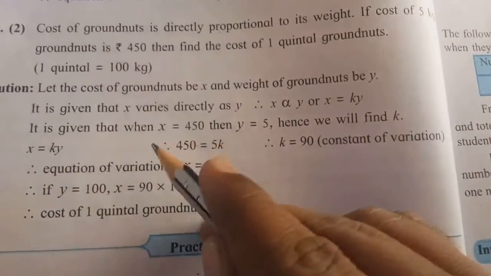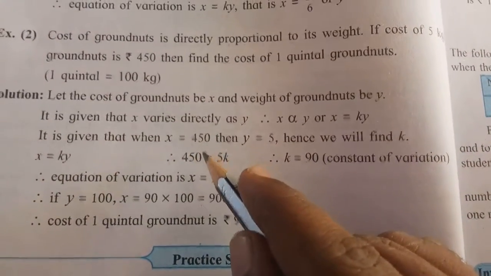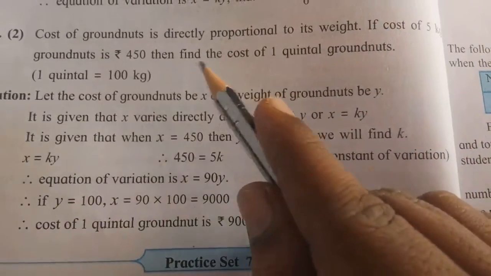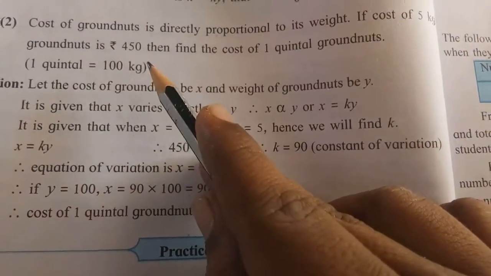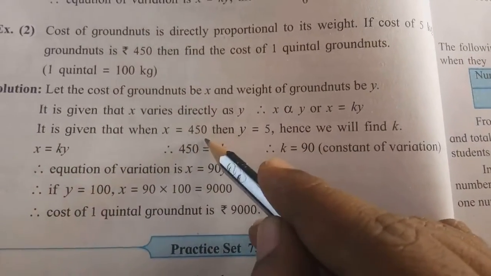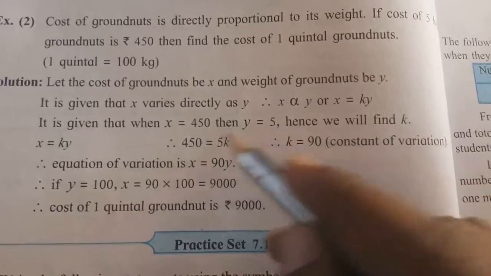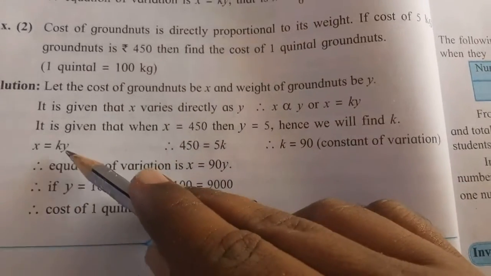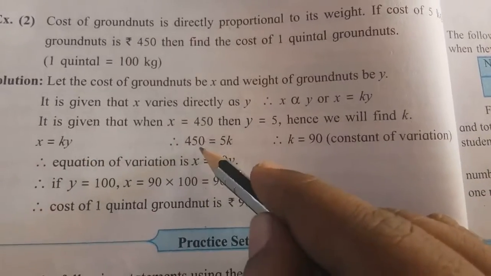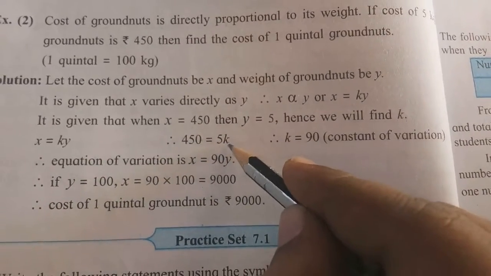K is the constant. So x is equal to 450 and y is equal to 5. Cost of groundnuts x and weight of groundnuts y. We will find k. So x = ky, that is, 450 = 5k.